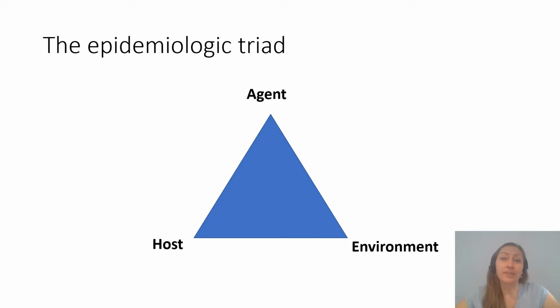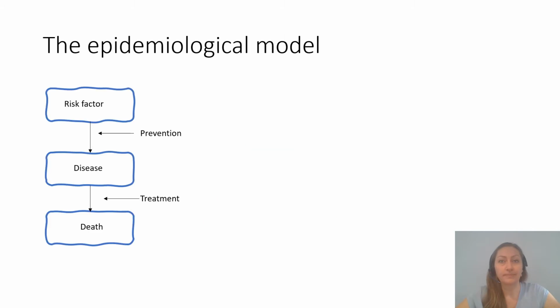There are very different ways of thinking about health. One is the more traditional model of infectious diseases, which is called the epidemiological triad. Here, health is seen as an interaction between the susceptible host, the external agent, and the surrounding environment. Another model is the epidemiological model where risk factors are introduced. So those are the factors which increase the risk of developing a disease.